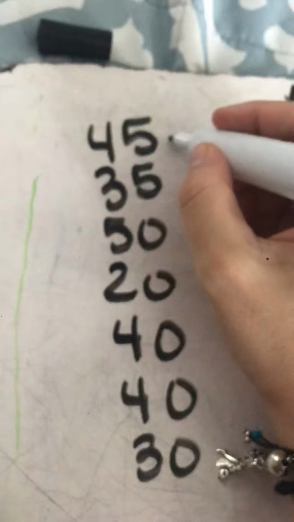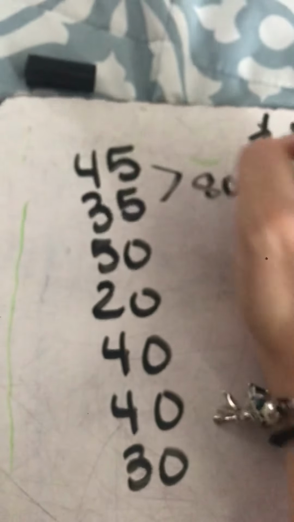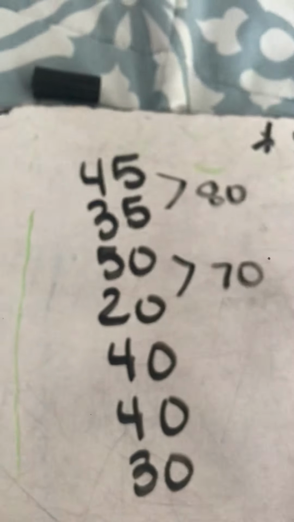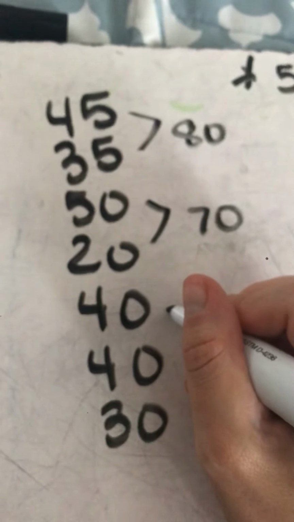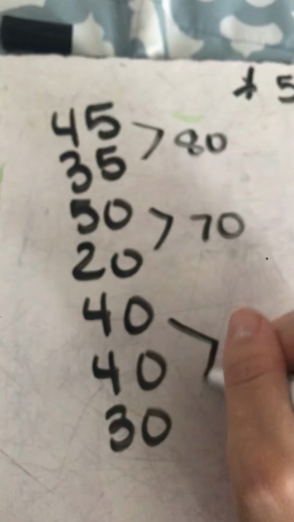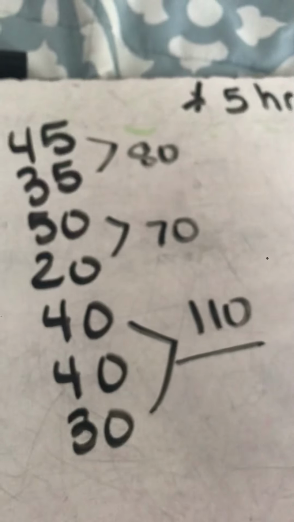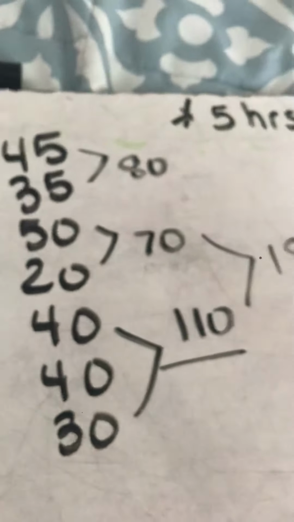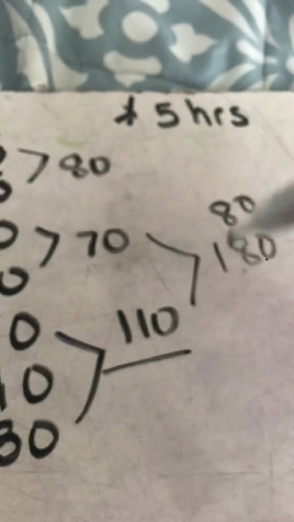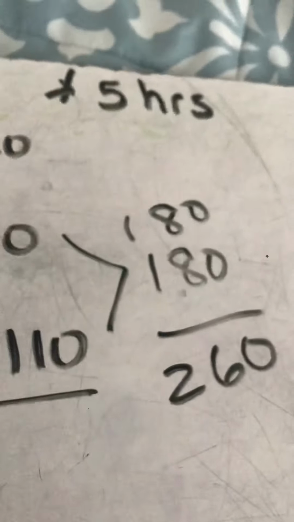So 45 minutes plus 35 minutes, so 45 plus 5 is 50. 50 plus 30 is 80. I'm just going to bunch them up like this so I can get less numbers. 50 plus 20 is 70. And then I know 40 plus 40 is 80, and 80 plus 30 is 110. So now I have less numbers to work with. So I have 110 plus 70 is 180. And then I'm going to add 80 to it. So 18 regroup. So I have a total of 260 minutes.